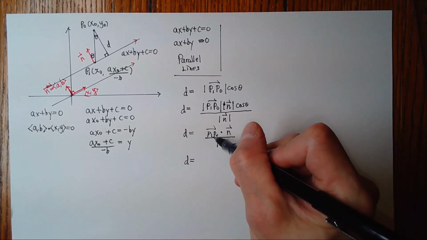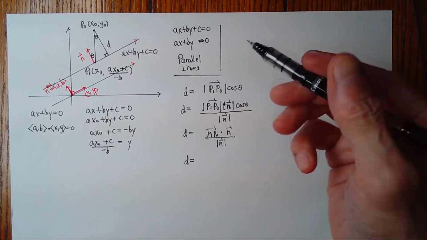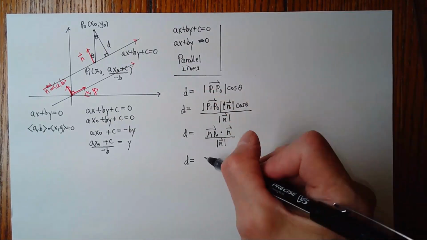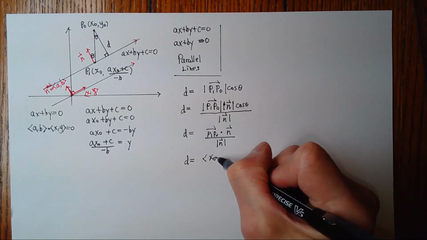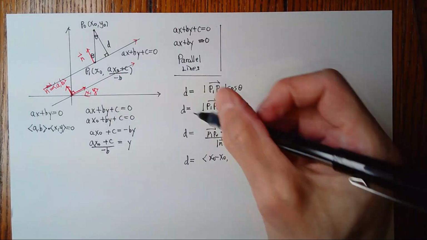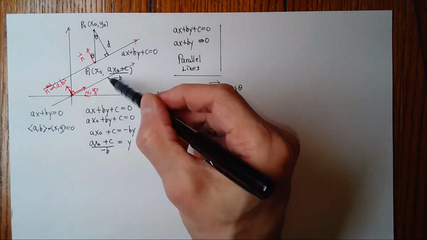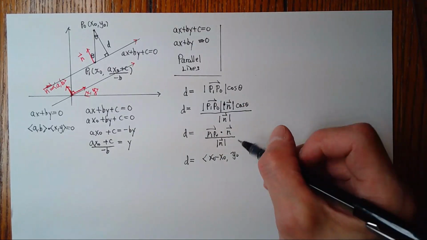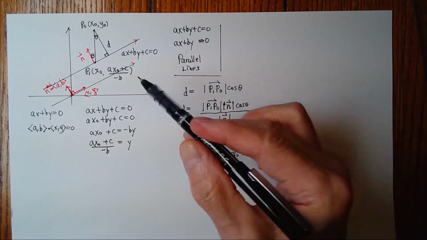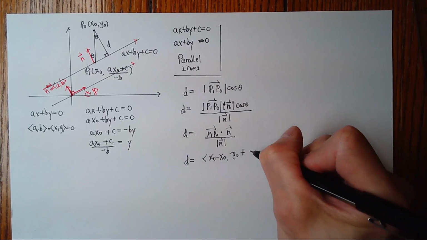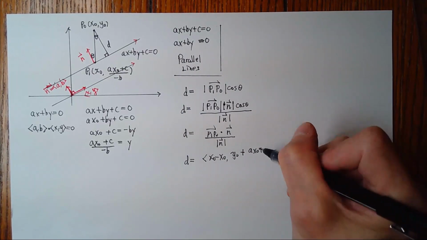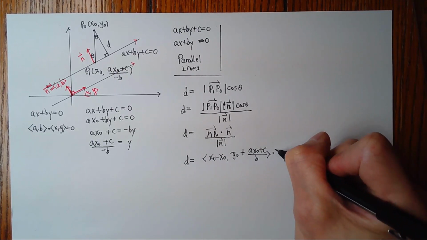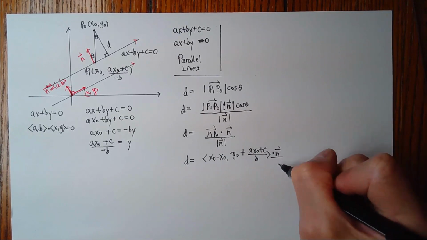Well, what is P1, P sub 0? We're going to use the endpoint to subtract the initial point. So we will have x sub 0 minus x sub 0 and y sub 0 minus the y component of this point. So we have y sub 0 plus, minus negative b becomes positive, a times x sub 0 plus c divided by b. And dot the normal vector and divide by the magnitude.